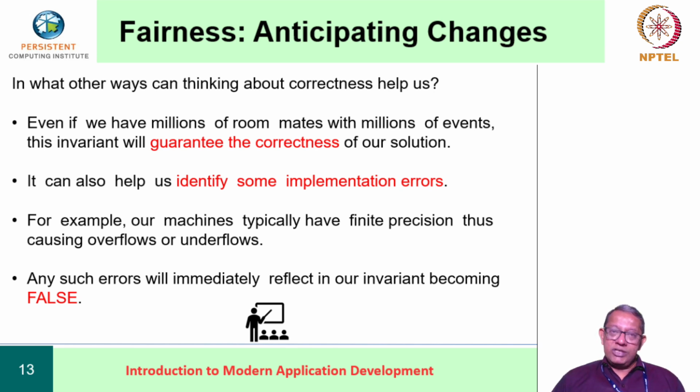For example, our machines are typically finite precision machines. Therefore, overflows and underflows can occur. If we think about it a bit, then any such overflow or underflow errors will immediately reflect in our invariant becoming non-zero, that is, false. The moment we see that our invariant is non-zero, we know something has gone wrong. This is a good time to take a pause and think about the issues that we have just discussed.